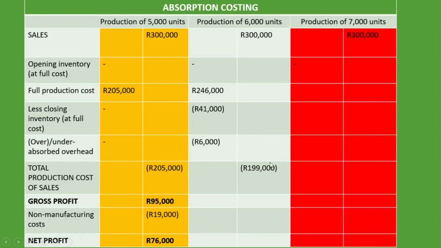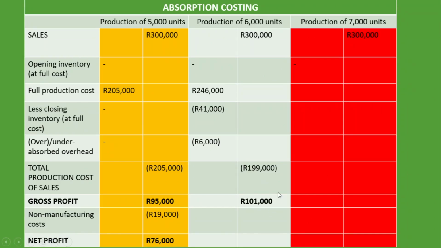And then what did we do? We took all these and added them up. We took 246,000 rand, which is the full production cost, minus the closing inventory of 41,000 rand, minus the over absorption of overheads. Remember, since it's over absorption, we deduct, and we have a total production cost of 199,000 rand. Now what do we do? We take the sales, 300,000 rand, minus the 199,000 rand, which gives us a gross profit of 101,000 rand.